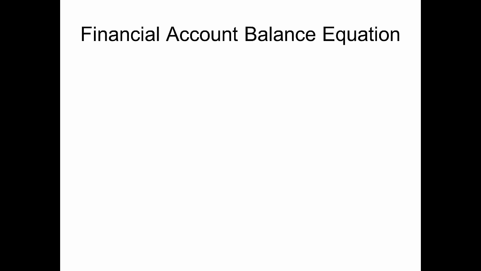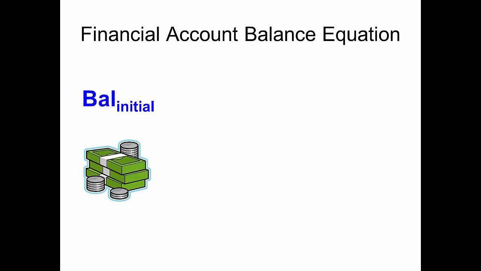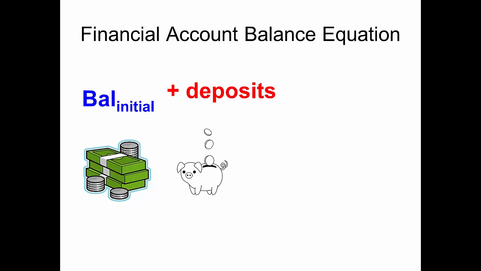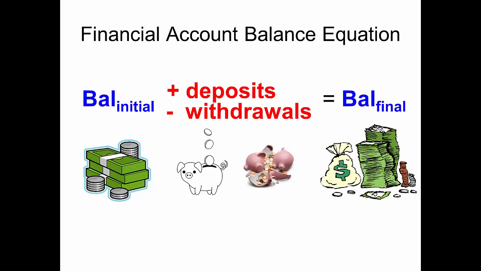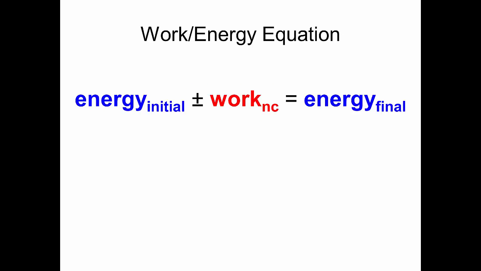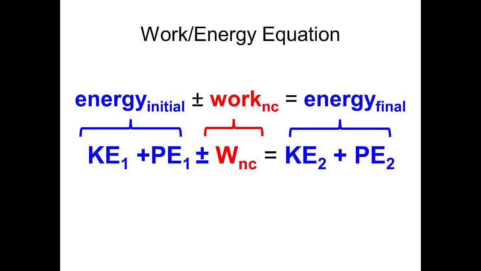Again, we'll talk about our financial account balance equation. We have an initial balance, we add deposits to that balance, or we take withdrawals away from that and end with a final balance. And again, the same is true with energy. For our work energy equation, we have an initial energy, we add or subtract non-conservative work from that energy to end up with a final energy. For our initial energy, we have kinetic energy and potential energy, and then we add or subtract our non-conservative work and end up with a final kinetic energy and a final potential energy.